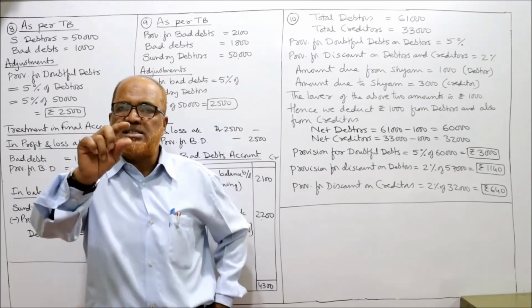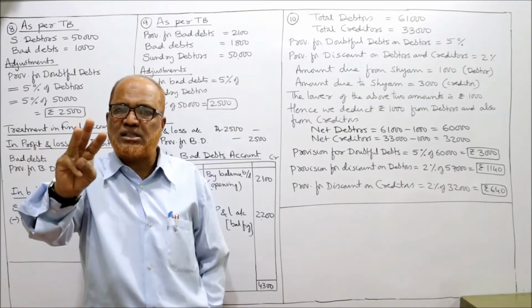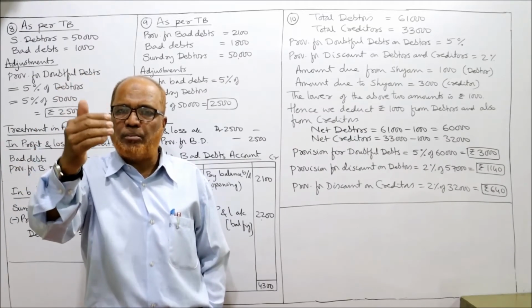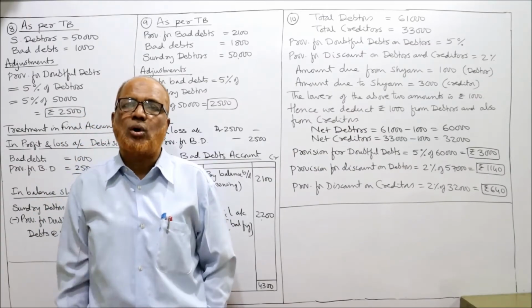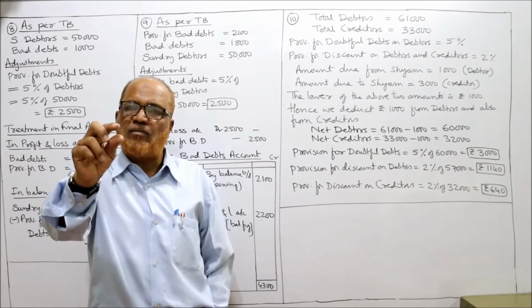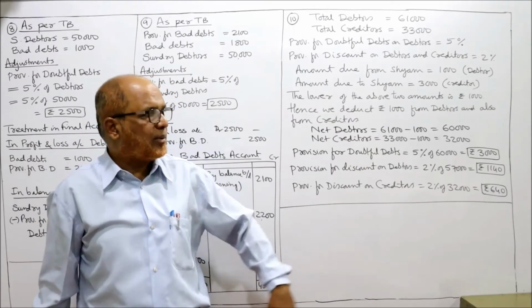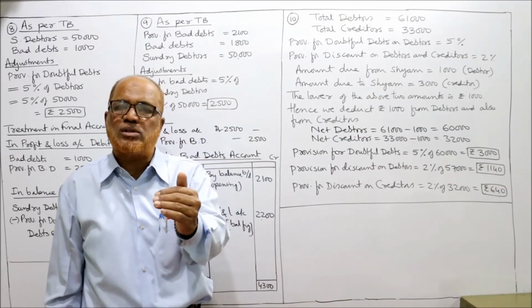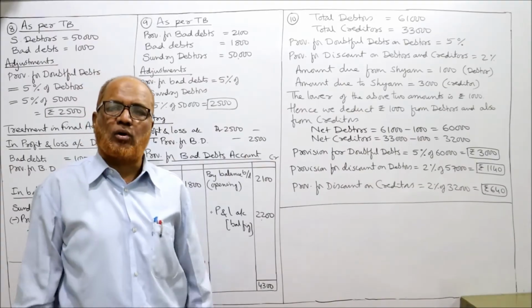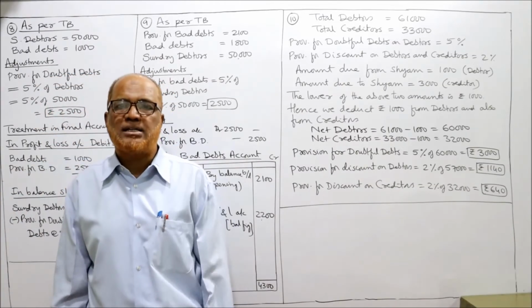Good debtors means sundry debtors 60,000 minus provision for doubtful debts 3,000. So 60,000 minus 3,000, 57,000. This 57,000 is called good debtors. From that 57,000, less provision for discount on debtors. How much? 1,140. Deduct 57,000 minus 1,140 and take it out in the outer column. That's all. So this is the end of problem number 10.